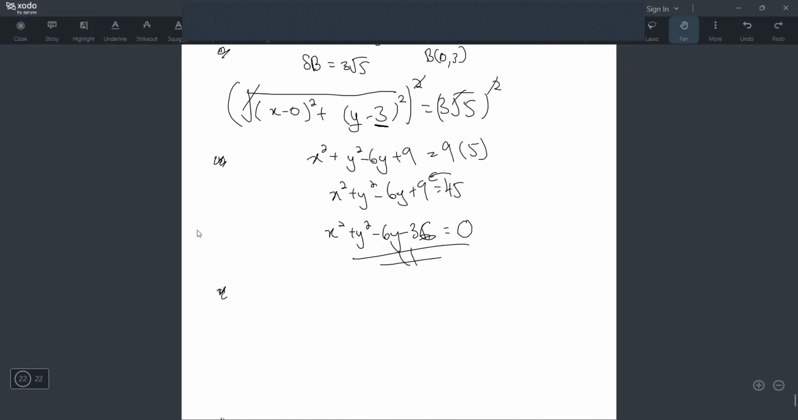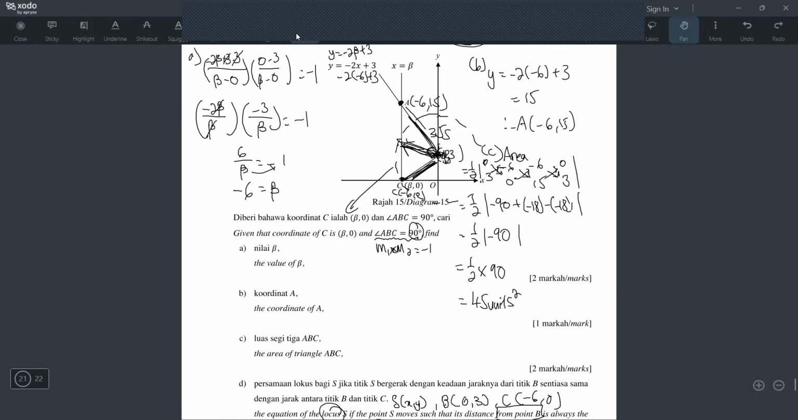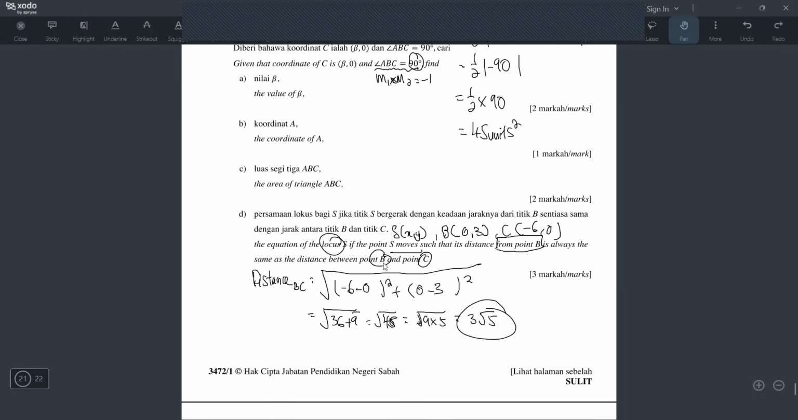So that's all. All right, let's go to the diagram. This x squared plus y squared minus 6y minus 36, this is the equation of the circle I drew just now. Okay, which means the equation of the locus. So that is the answer.